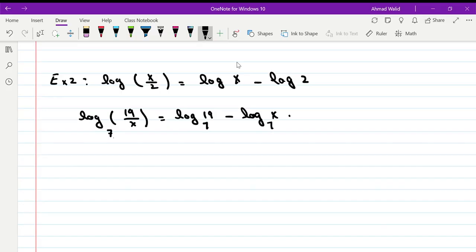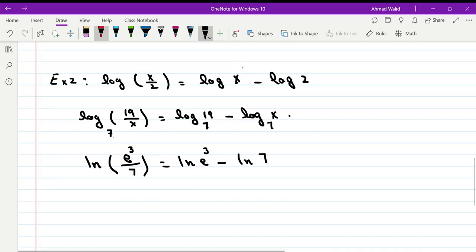One more. Interesting one. Not always log. Let's do this time ln. ln of e to the power of 3 over 7. Again, apply the quotient rule. It will be ln of e to the power of 3 minus ln 7.